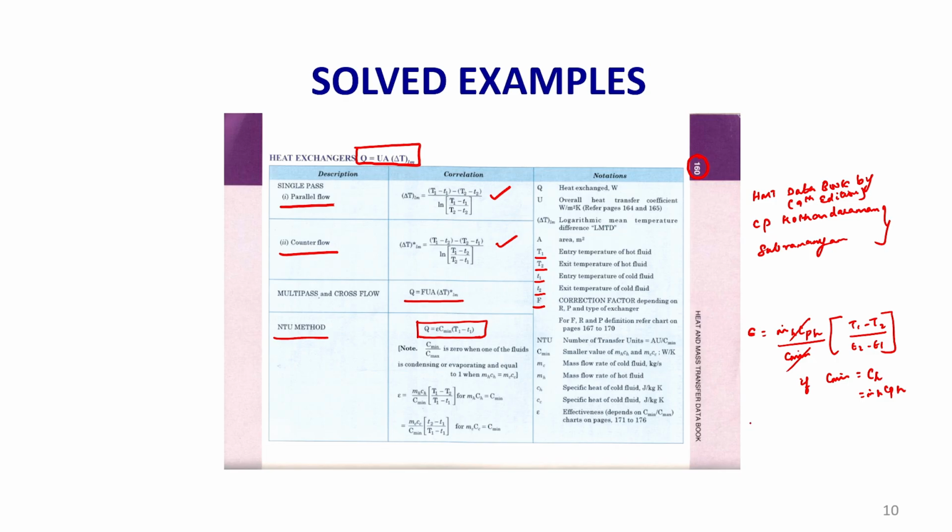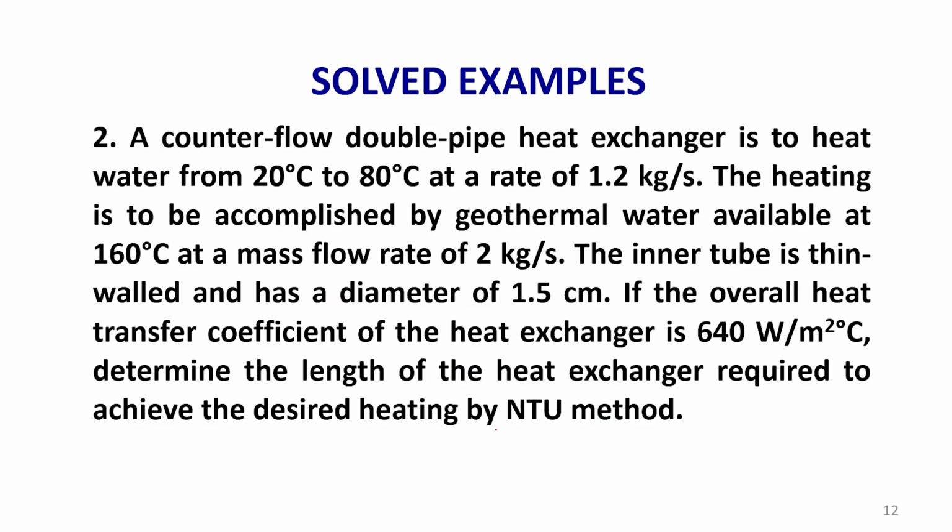T2. So similarly in the other effectiveness formula, epsilon is equal to m dot c C_pc divided by C minimum into small t2 minus small t1, and the denominator is the same, capital T1 minus small t1, if C minimum is equal to C_c. So these two terms will get cancelled. So we can directly write, that is what is given here. Okay. So let us move to the second question.